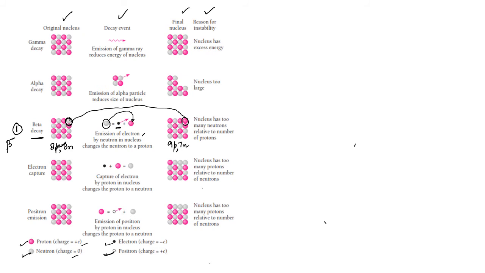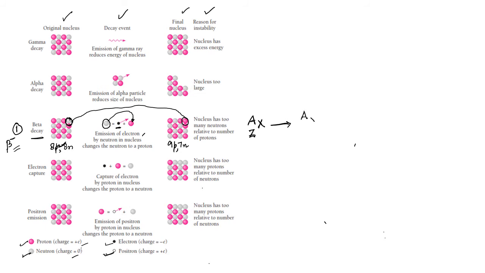But the A number remains the same, and the reason given is that the nucleus has too many neutrons relative to the number of protons. If the number of neutrons is more in a given nucleus, then it certainly goes through beta minus decay. For example, I can write it like this: this is my original nucleus, A X Z, having A number of nucleons and Z number of protons. Then it goes to beta decay, and then what happens?